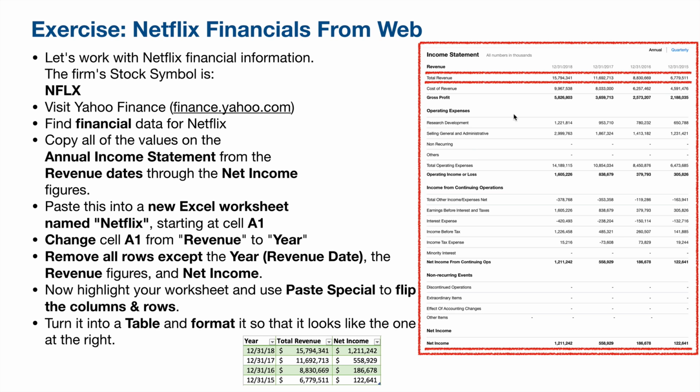We're going to grab information from the Netflix income statement for a four-year period. We're going to paste that into an Excel worksheet. We're going to get rid of all of the data that we don't need. We're going to transpose the columns so that they become rows and the rows so that they become columns. We'll reformat it as an Excel table, and the end result will look like this green and white table that you see down here. So let's get started.